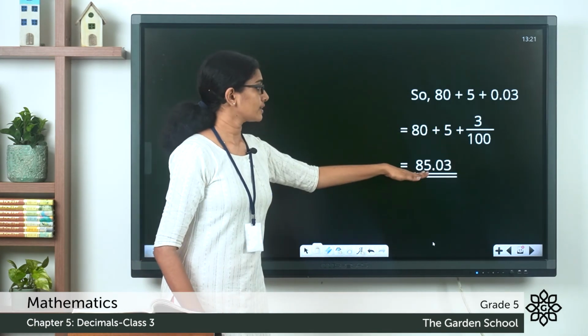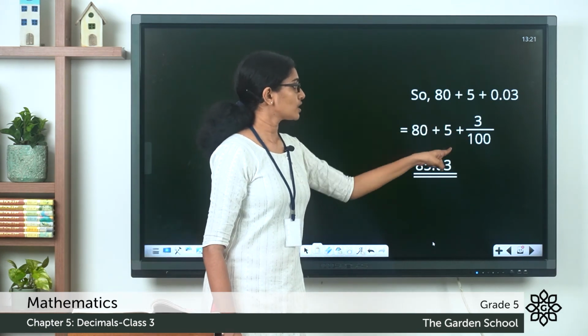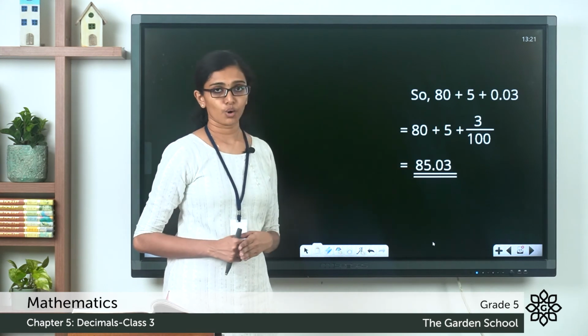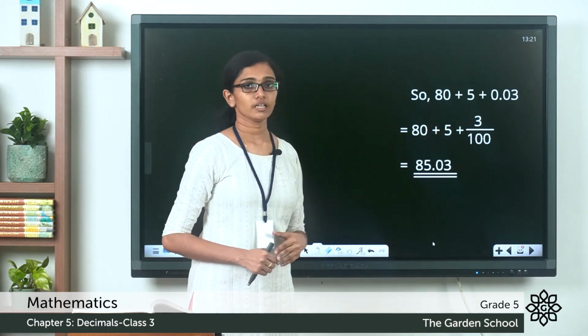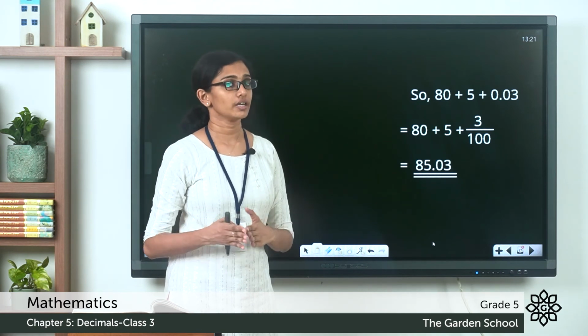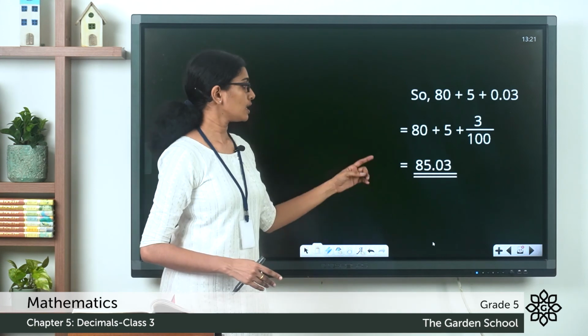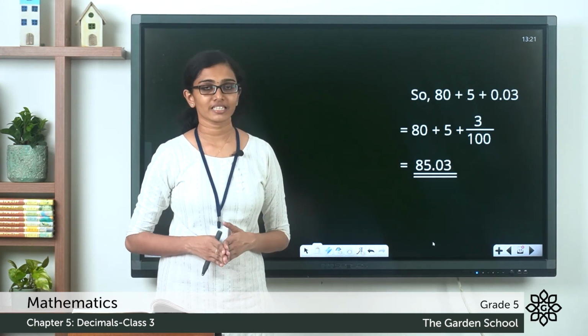Put the decimal point there, and in the tenths place, do we have a digit? No. In the tenths place, we don't have a digit. So let's put 0 over there. And in the hundredths place, we have the digit 3, which has the place value of 3 hundredths. So let's put that 3 over here. Now we have the decimal numeral 85.03. I hope you did this correctly.